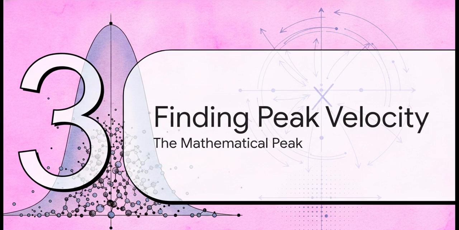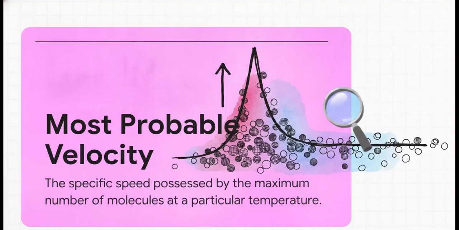All right, Section 3, Finding the Peak Velocity. Let's figure out how to pinpoint exactly where our largest group of molecules actually is. We call this peak the most probable velocity, or UMP for short. Put simply, this is the specific speed possessed by the maximum number of molecules in a gas at any particular temperature.